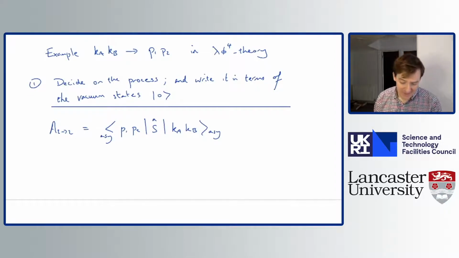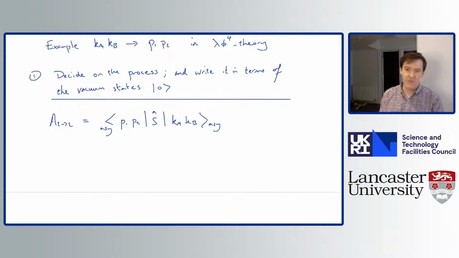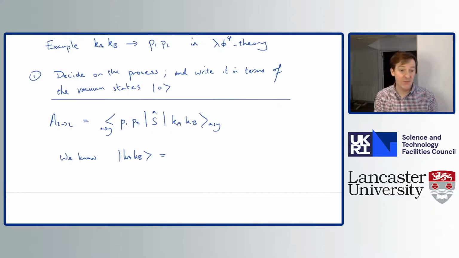Okay, so we want to write this process, this amplitude, in terms of vacuum states. That's also something we know how to do, because these asymptotic states, we know how to deal with them. The advantage of the asymptotic states, remember, is that we use the formalism from the free field theory. So we know how to write momentum states in the free theory.